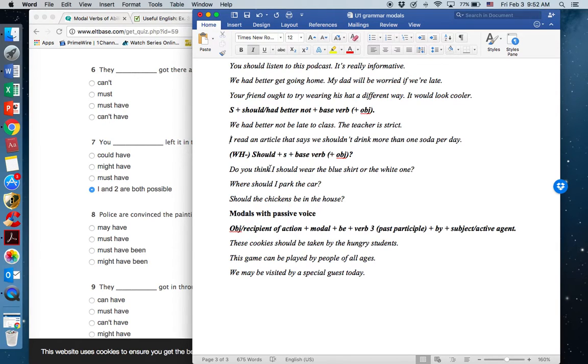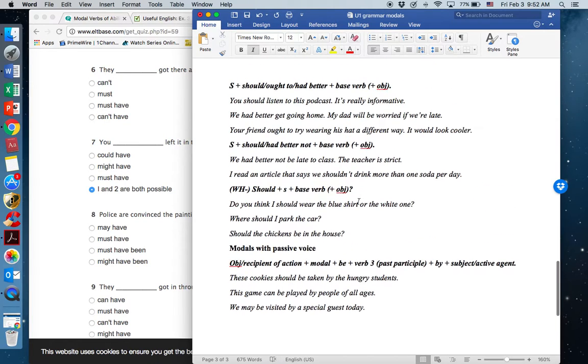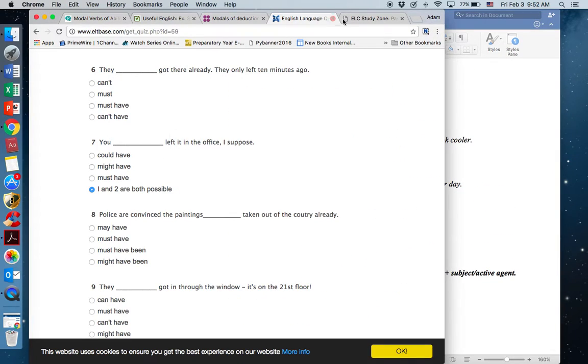Do you think, oh sorry, this is just starting up the question. Do you think I should wear the blue shirt or the white one? Where should I park the car? Should the chickens be in the house? Let's take a look at some examples.